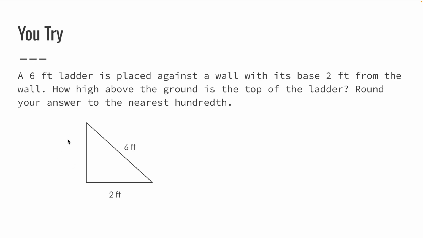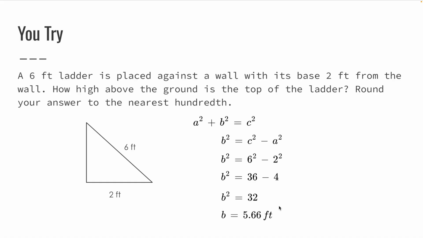So I'm looking for this side, which is A or B. And it doesn't matter which one as long as we know this one is C. So here's my formula. I'm going to rearrange for B. And so I get 6 squared minus 2 squared. And then I need to square root this, and I get 5.66 feet when rounded to the nearest hundredth, or 2 decimal points. And because it is a word problem, we always want to answer with words. So the top of the ladder is 5.66 feet off the ground.